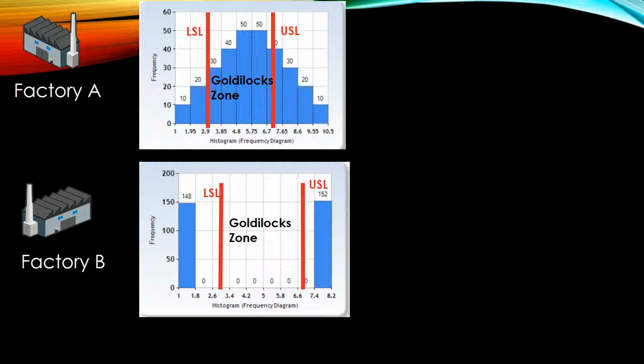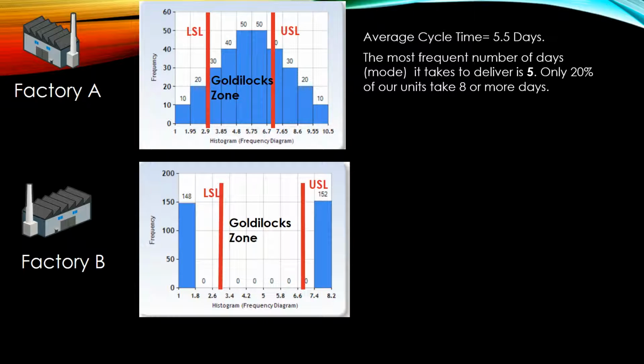So we're going to take a closer look at histograms for both Factory A and Factory B, and see what the value is in having a histogram. As you can see, for Factory A, their average cycle time is 5.5 days, as we've demonstrated already. The most frequent number of days, that's the mode, the most frequent number of days it takes to deliver is 5. And only 20% of their work is outside of those specification limits.